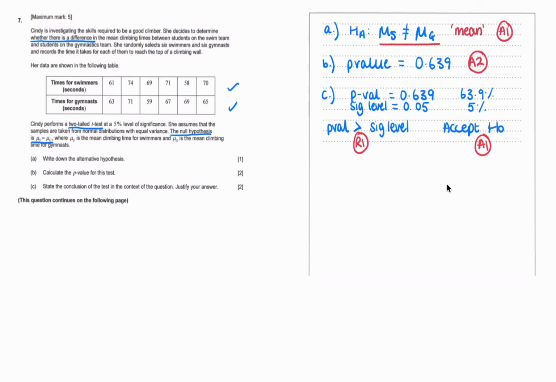And the same as normal, you are not allowed a reasoning mark unless you have an answer mark. So you cannot have reasoning 1, answer 0. Not possible. Okay.